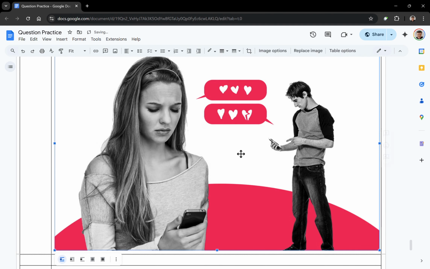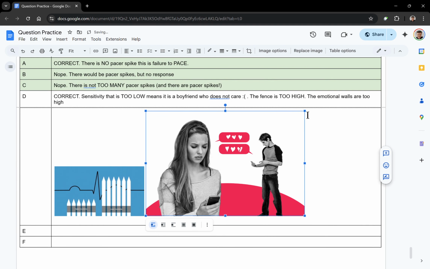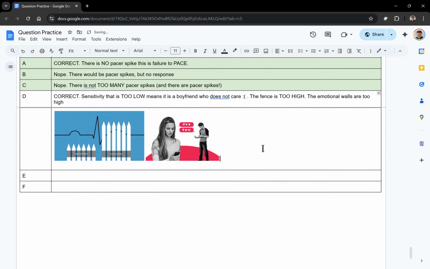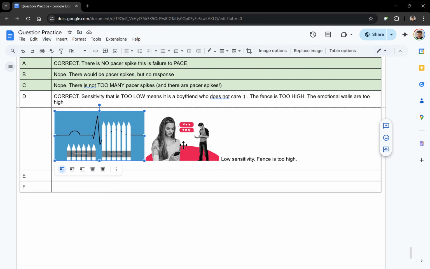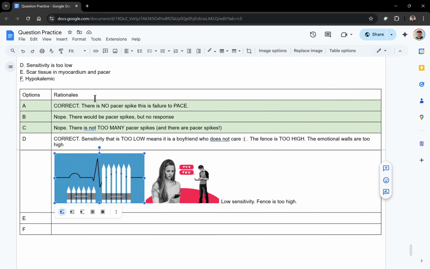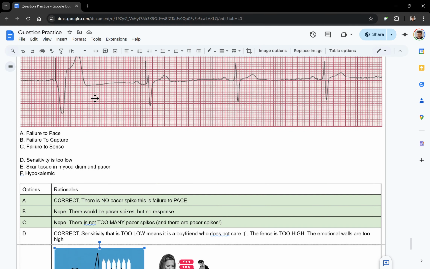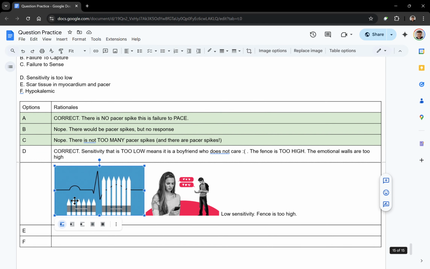So this is where they don't care, right? He just doesn't respond, he ghosts her, he doesn't respond to anything, right? So his sensitivity is what? He has low sensitivity, right? Fence is too high. Does that make sense? I keep saying sense, I don't mean to have so many puns. So he's low sensitive, he's not sensitive. Whereas someone with high sensitivity is really overactive and is going to see every single thing, and it's called a failure to what? Sense.